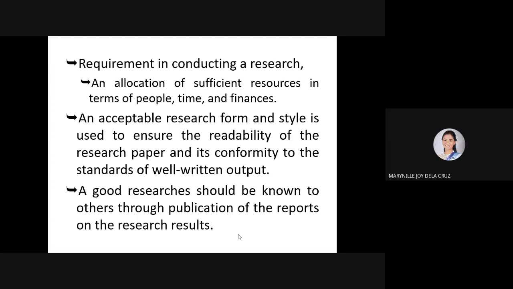And good researchers should be known through publication of reports on research results. Meaning, if you are able to gather, collect, and come up with good resources, there is a chance that you can sell your work for money, or you can publish it in a journal via the internet so that other people can also access your work. You can also share what you have collected and gain some income from those people who want to borrow ideas from your research.